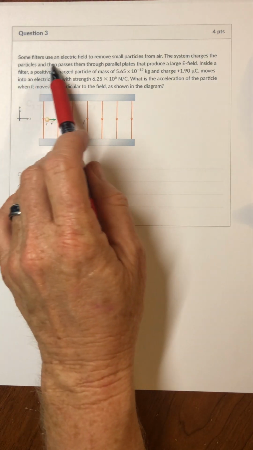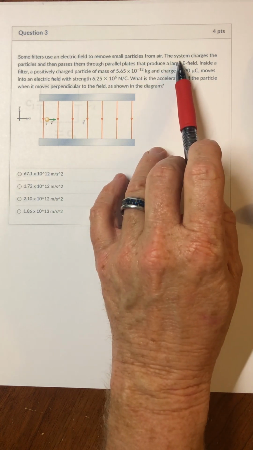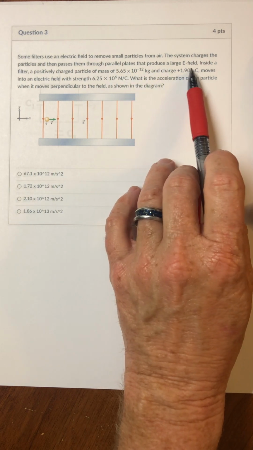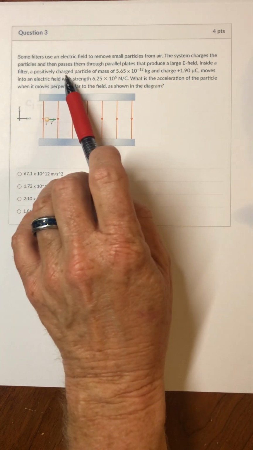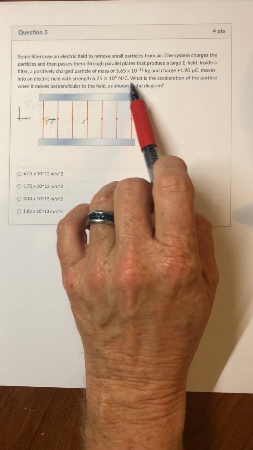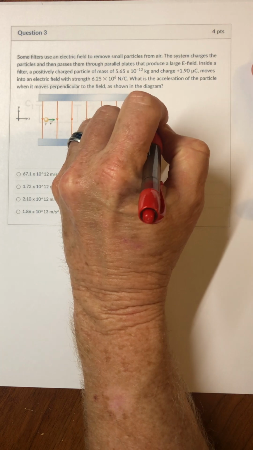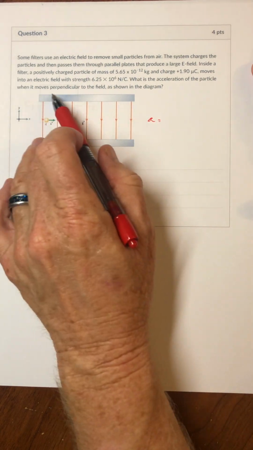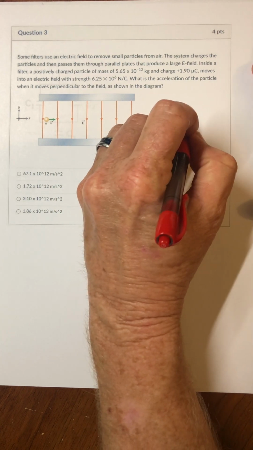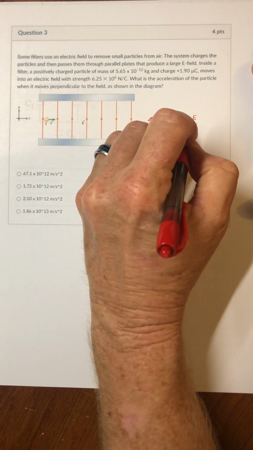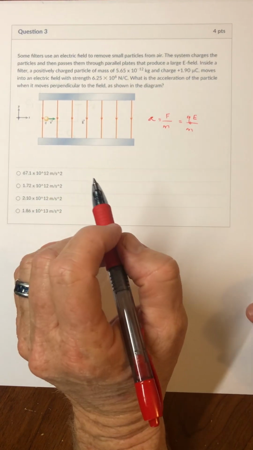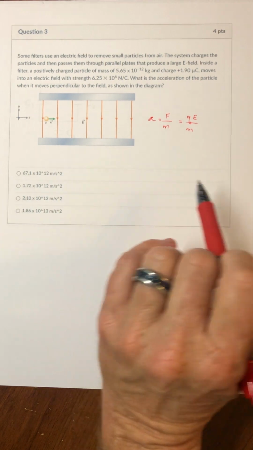Let's see. Some filters use an electric field to remove small particles from the air. The system charges the particles, passes them through a parallel plate. Inside the filter, a positive charge has a mass, a charge, and an electric field. What is the acceleration of the particle? So acceleration is force divided by mass, and again, right out of chapter 18, charge times the electric field is the force, and then just divide by mass.